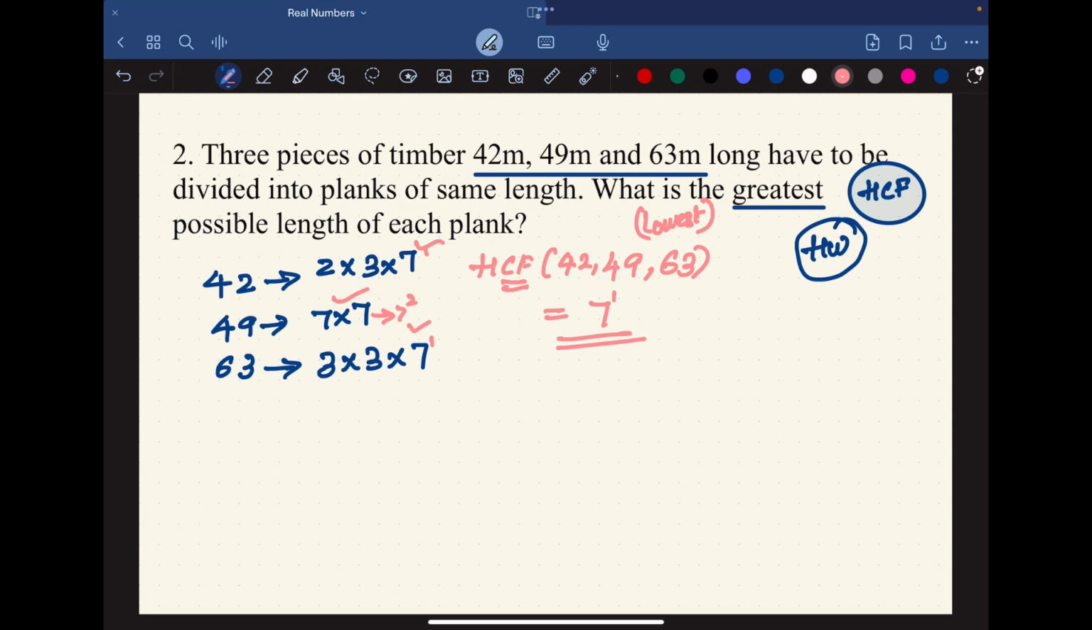So what exactly do we have to find out? The greatest possible length of each plank. So here the HCF you got is 7. So the greatest possible length of each plank will be 7. 7 what is given? 7 meters. Is that clear? So now let's go ahead with the next question.